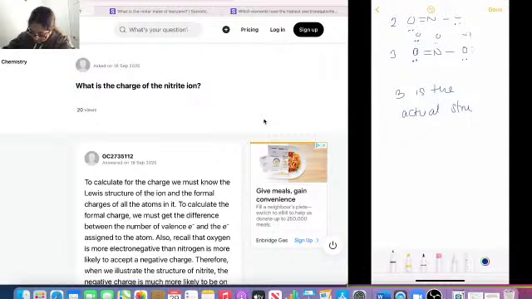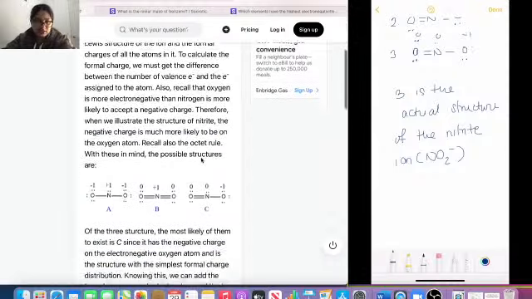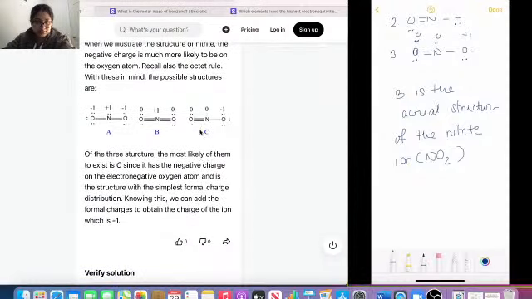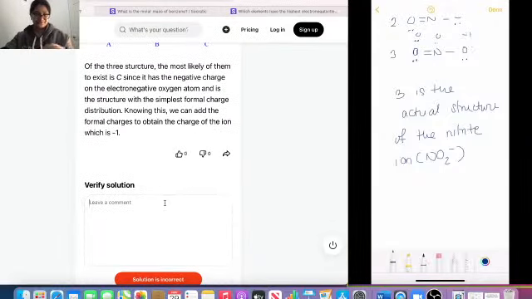So structure 3 is the actual structure of the nitrite ion, which is also NO2 negative. And so this was your answer. They're saying C is most likely, and this is true.